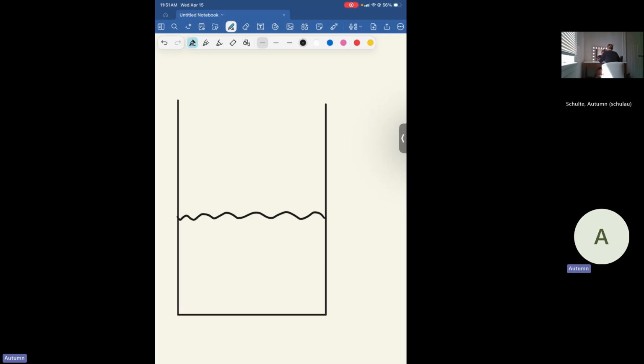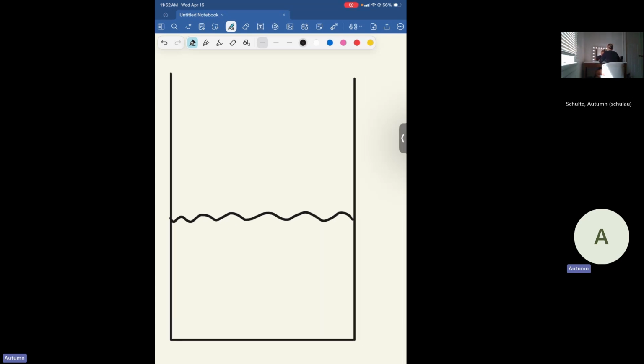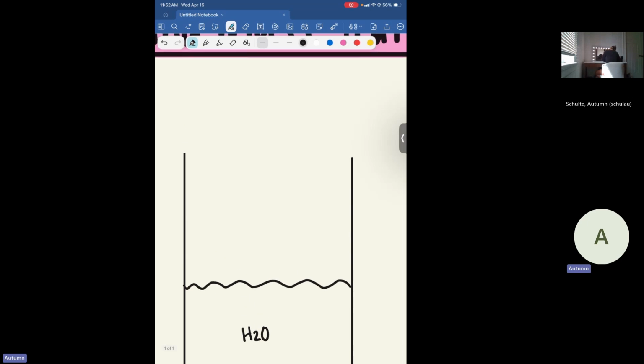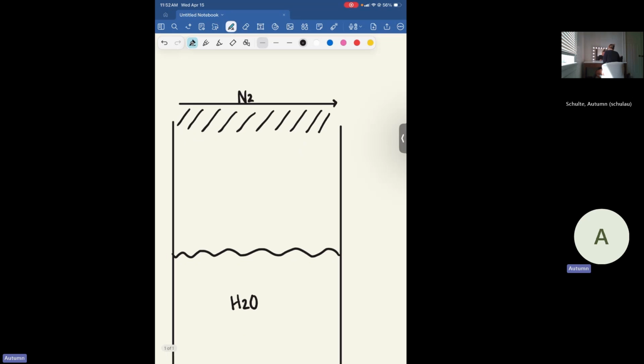Hi everyone. In today's video, we are going to talk about gas diffusion and how, if we have two materials, they are going to diffuse alongside one another. So to model this, I've drawn out a container here. And in this container, there is going to be liquid water, and there's going to be nitrogen gas that is blowing over top of this. There's also going to be a screen at the top of this container to prevent any pressure differences.